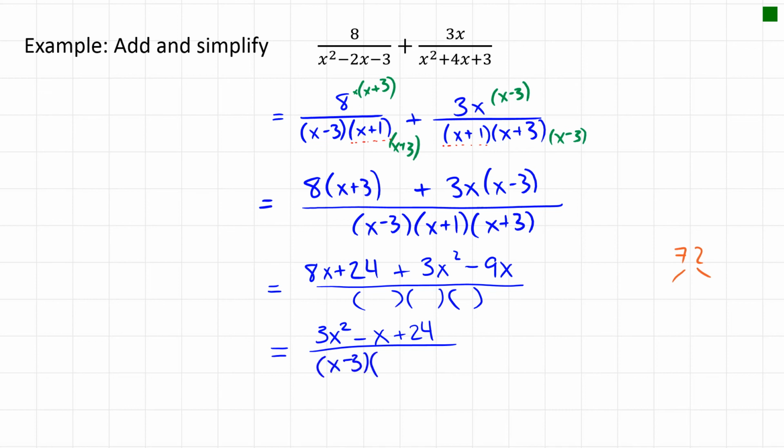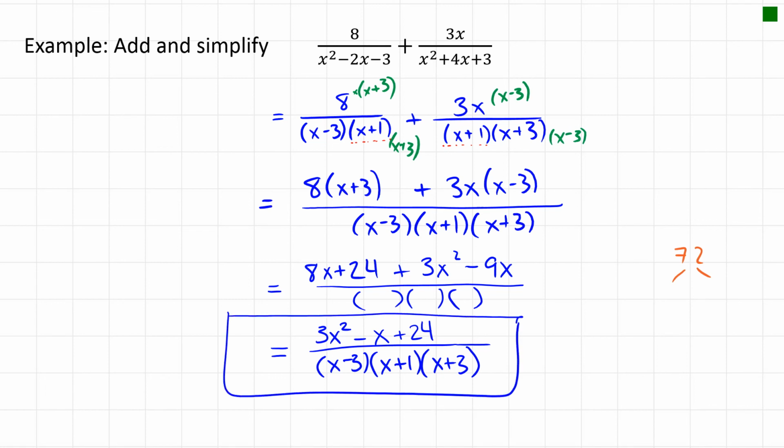So I'll write out my denominator, because there's no more steps left. And you can leave that in factored form. And so there is my combined rational expression.